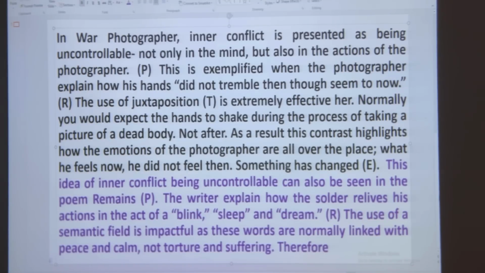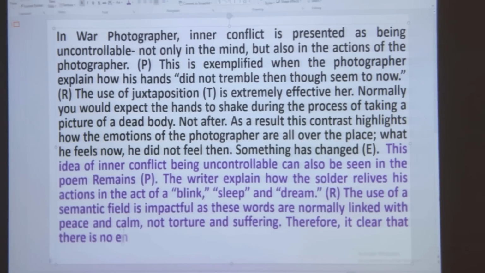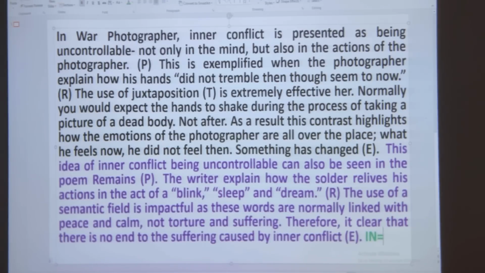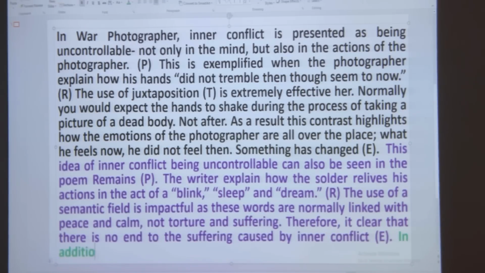Therefore, it's clear that there is no end to the suffering caused by inner conflict. Alright guys, that's poem B done. Now let's bounce back.